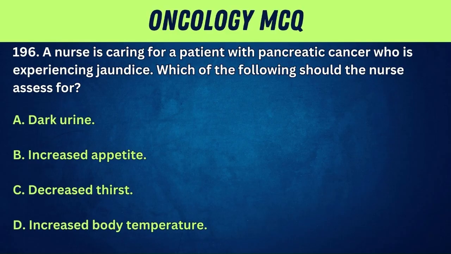196. A nurse is caring for a patient with pancreatic cancer who is experiencing jaundice. Which of the following should the nurse assess for? A. Dark urine. B. Increased appetite. C. Decreased thirst. D. Increased body temperature.